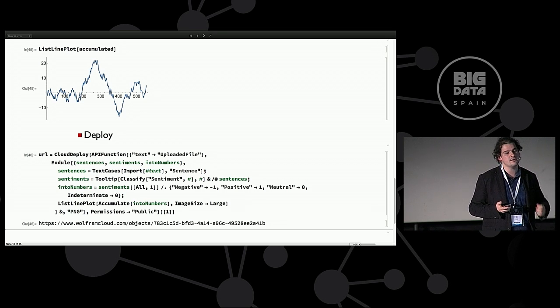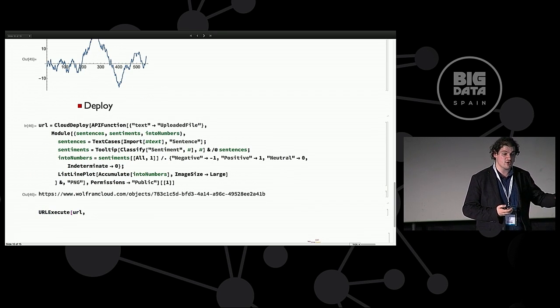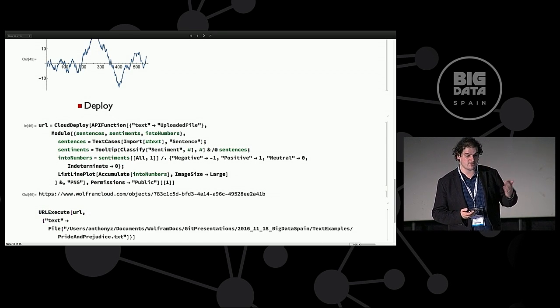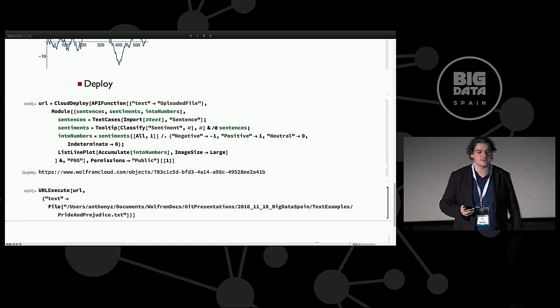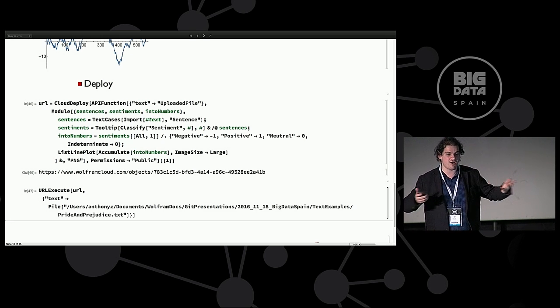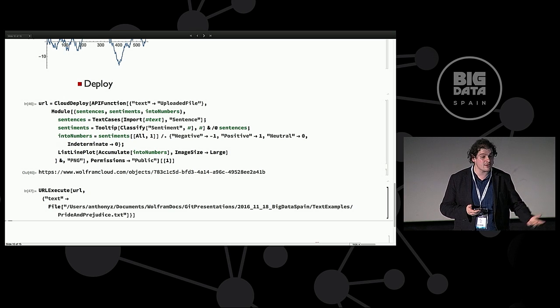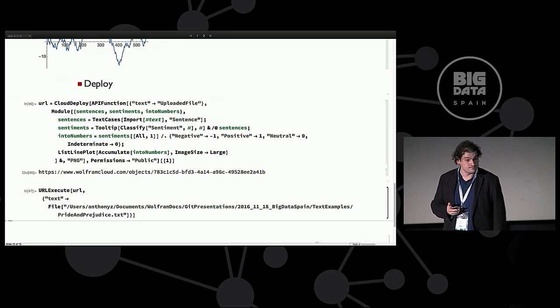You have this function API that creates us an API, and then we can probe that API with a post request. In this case, I've got a file, Pride and Prejudice, and I can say, okay, give me this graph of Pride and Prejudice, and anyone can use this now. I even made it public, so this is an API that you can link into right now if you wanted to.